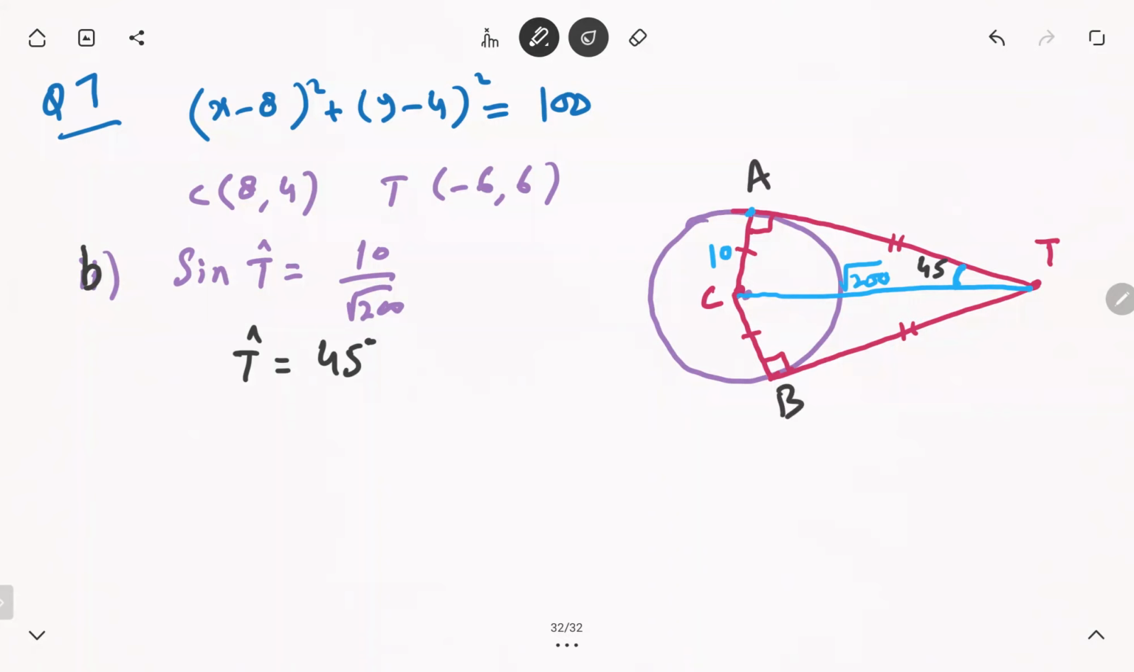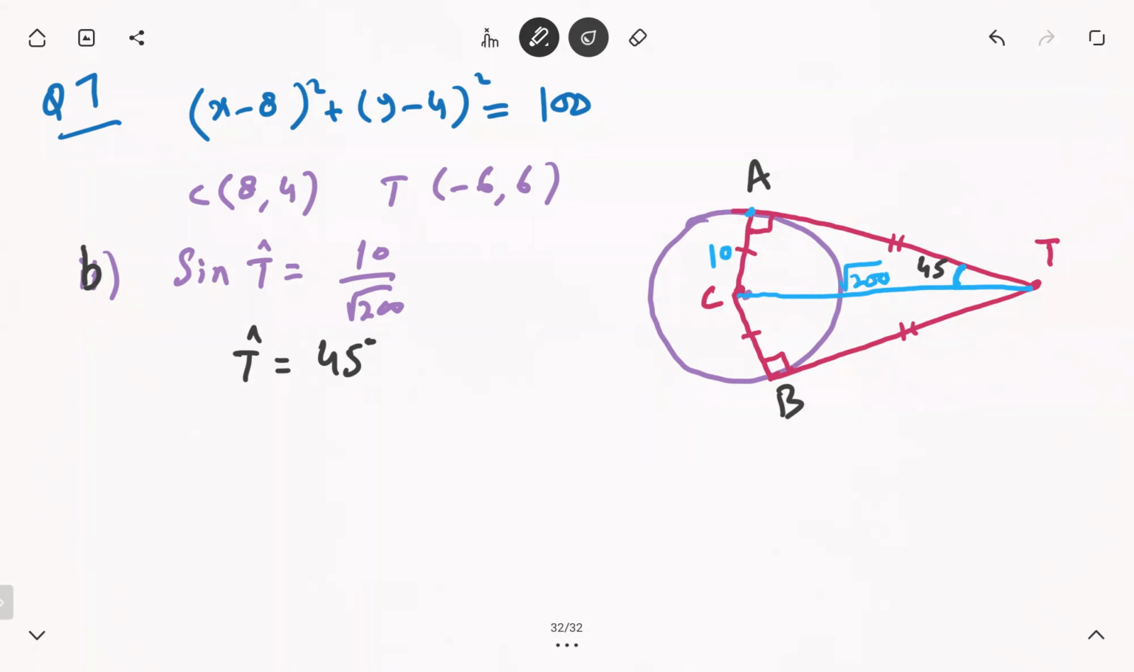Can I say that? Can I say that CAT is an isosceles triangle? From the sketch I made, it doesn't look like it. But can I say CAT is isosceles? We already know it's a right angle triangle. But who will tell me what's the reason? I'm telling you that CAT is isosceles.